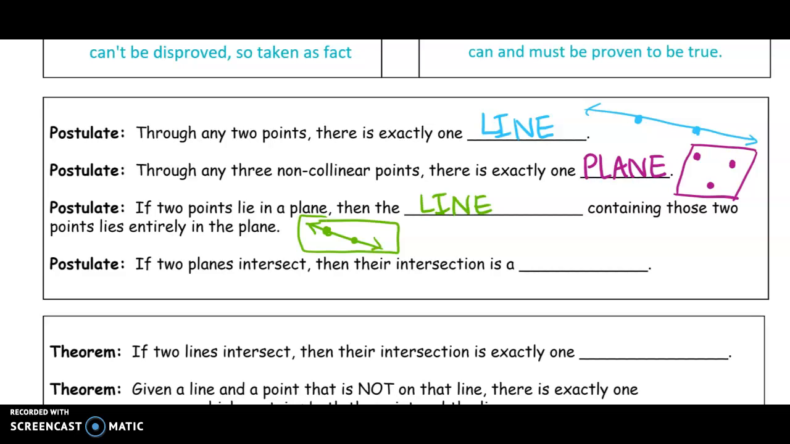If 2 planes intersect, then their intersection is a line. And again, that should be fairly obvious. So if we think about, I'm just going to draw an easy one here. We have a box, the top and the side of the box. We can see that there's a line that goes between where that intersection is. It can't be a point. It has to be a line.